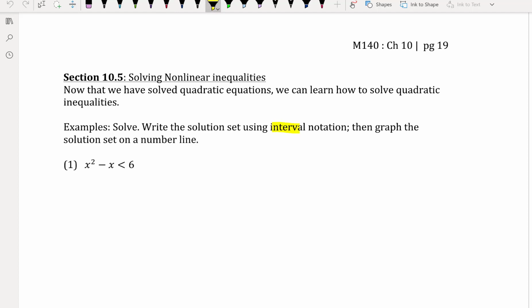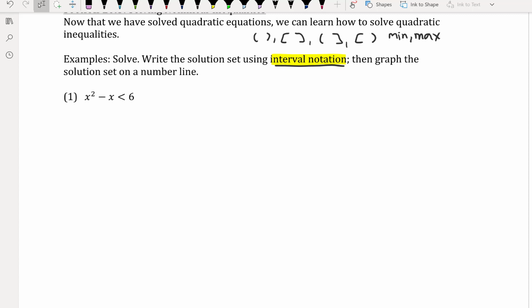So if we're talking about interval notation, in case you need a little review, that's where we either have our parentheses, our brackets, or a combination of brackets and parentheses. And you always go from the minimum value to the maximum value for this interval notation. So the first thing we're going to do, here are our steps.